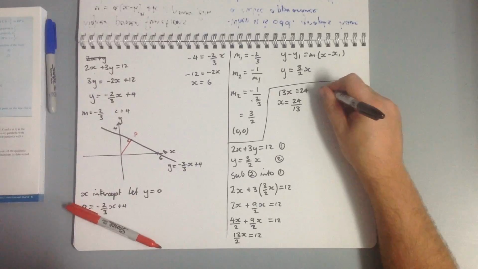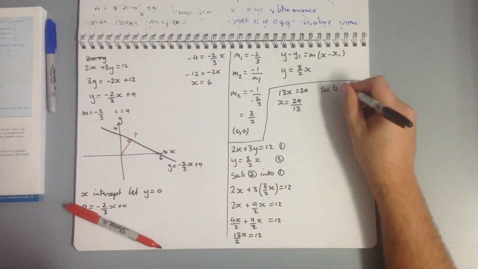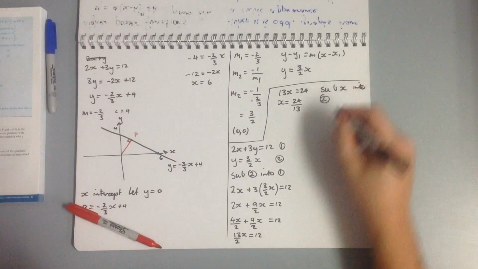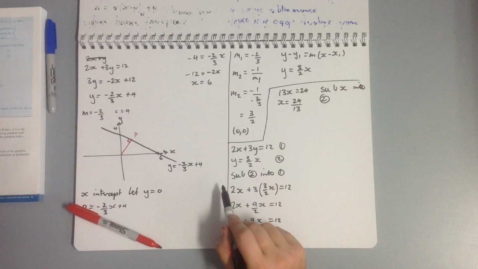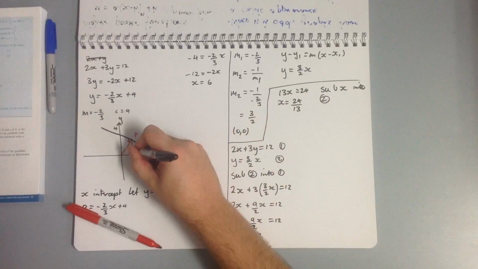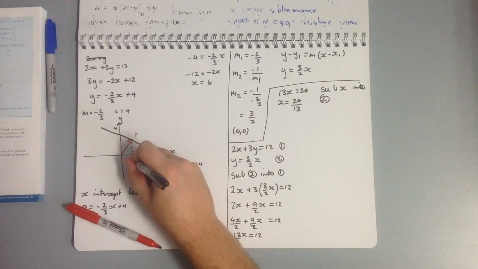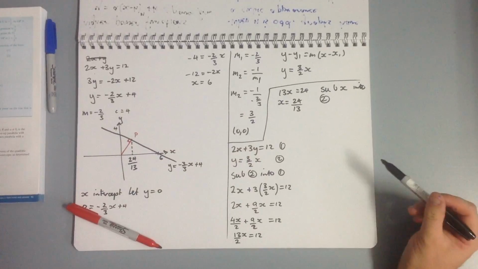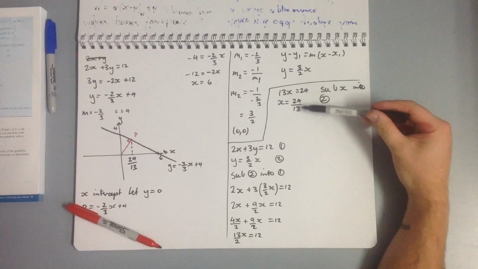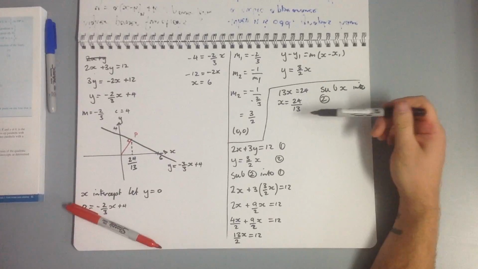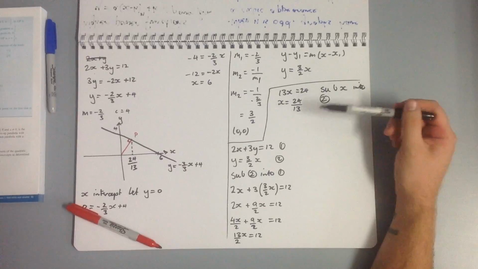Now we're going to sub x into equation 2, because we've got to find our y coordinate now. This is our x coordinate of our point P. So this is 24 on 13. It's not a nice number, but you've got to back yourself in. Maths isn't all about nice numbers, the real world isn't all about nice numbers. We're not going to get answers that are always nice integers.